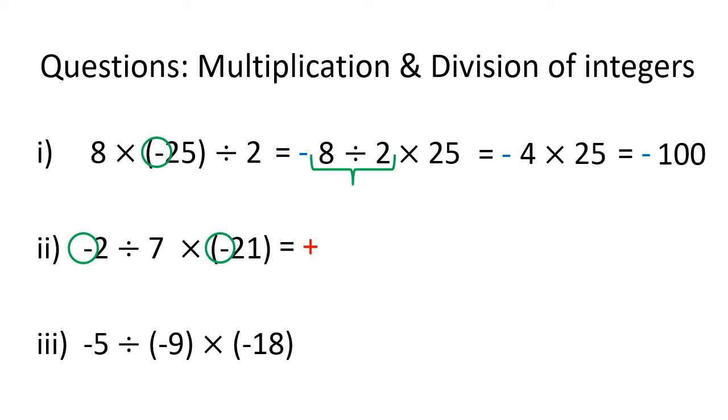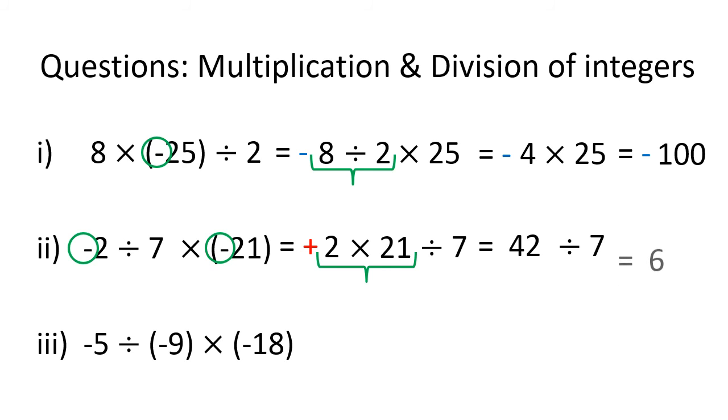So let's switch divided by 7 and times 21 because they are in the same order of operations. 2 stays the same, and we have times 21 and then divided by 7. 2 times 21 is 42, and then divided by 7. 42 divided by 7 is 6, so the answer is 6.